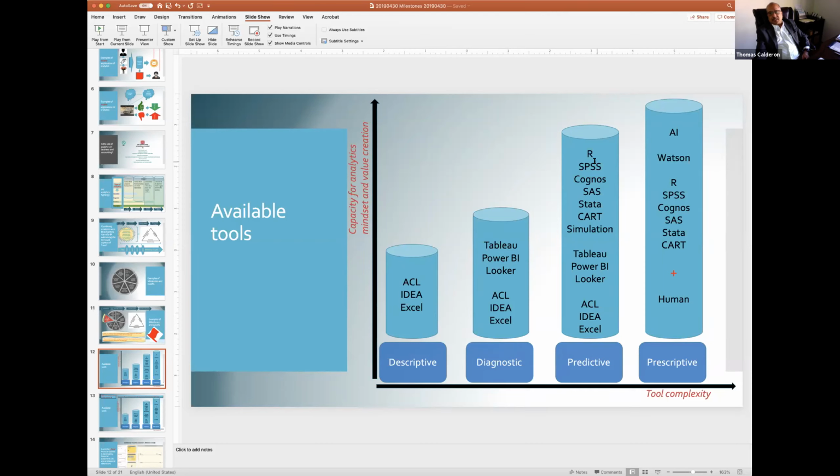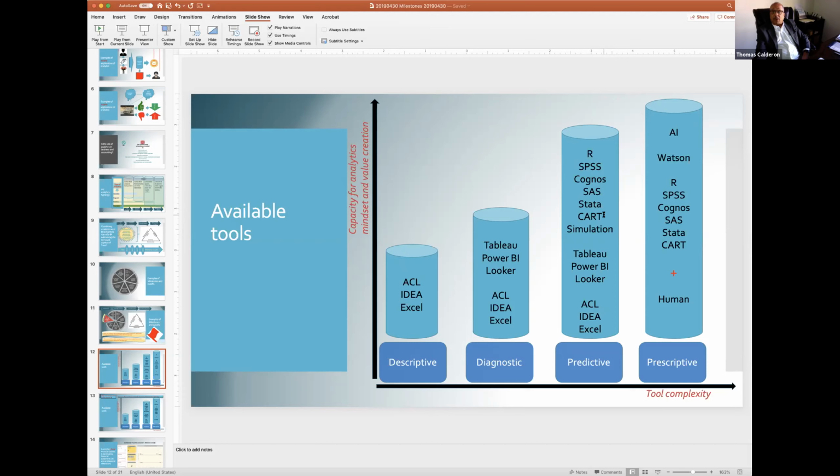If we go to predictive analytics, you could find tools like R, which is a very, very powerful analytics tool. It's open source. It requires a lot of coding, so it's not as easy as using, let's say, something like SPSS, which is also very powerful. It's not open source, but it's menu driven, and most users could pick up on SPSS relatively quickly. Cognos, SAS, Stata, CART, simulation. These are all tools that could be used for predictive analytics.